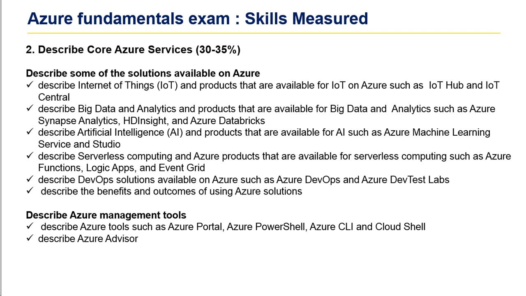Describe Internet of Things, IoT, and products that are available for IoT on Azure such as IoT Hub and IoT Central. Describe big data and analytics and products that are available for big data and analytics such as Azure Synapse Analytics, HDInsight, and Azure Databricks. Describe artificial intelligence, AI, and products that are available for AI such as Azure Machine Learning Service and Studio.